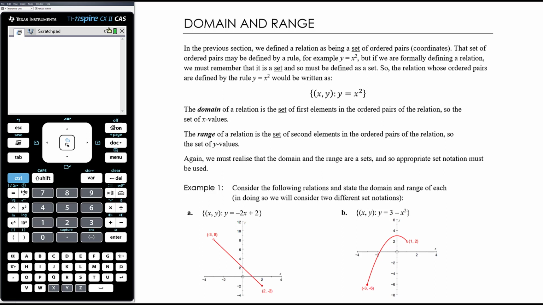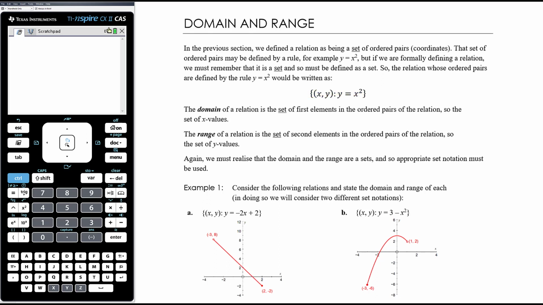So as I said, the relation could be defined by a rule. For example, y equals x squared defines a relation. But if we're formally defining a relation, we must remember that it's a set. So it should be defined as a set. And so the relation whose ordered pairs are defined by the rule y equals x squared is technically defined in this notation. So these curly brackets define a set.